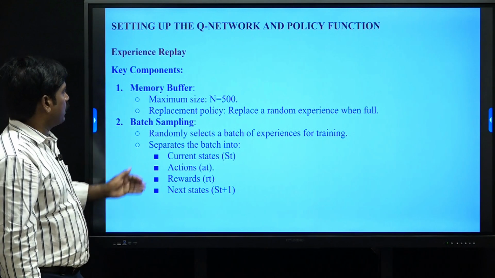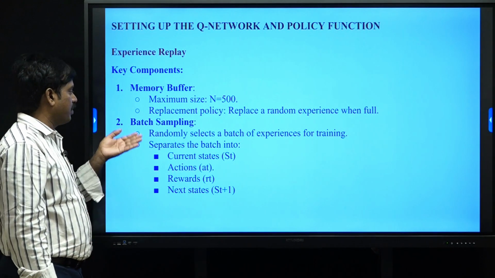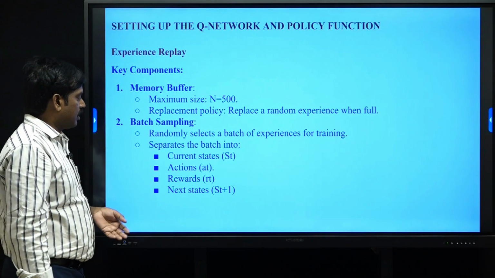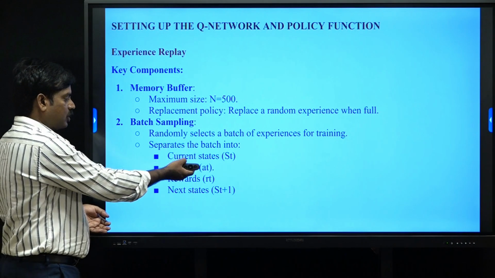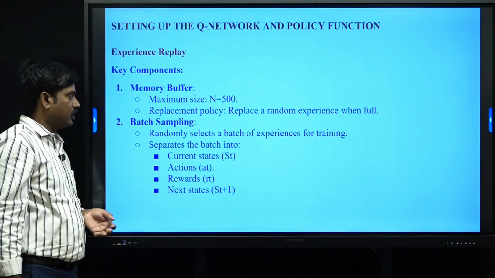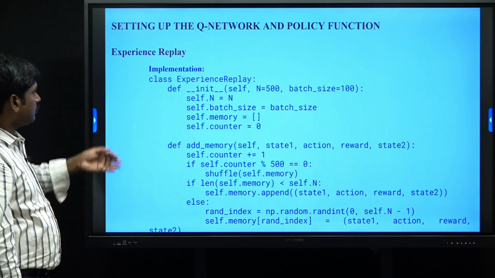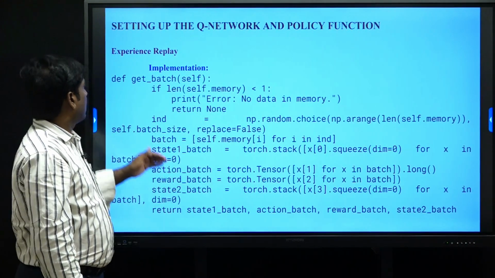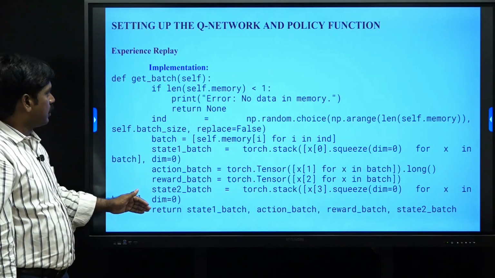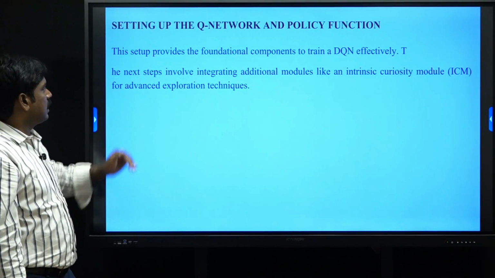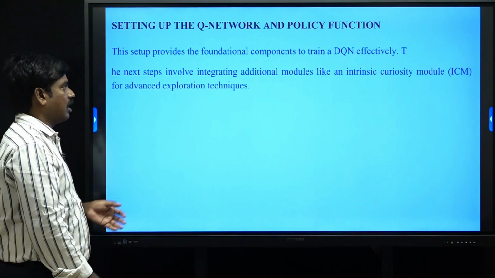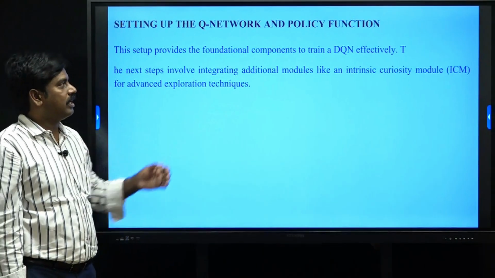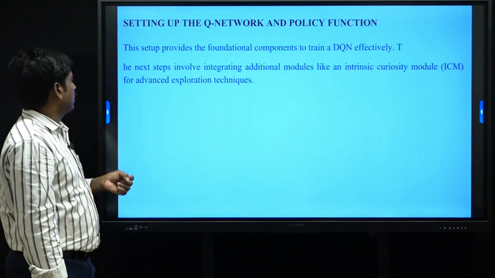This is the code for experience replay, the memory buffer and batch sampling. In batch sampling, we store the current state, action, reward and next states. This is the experience replay implementation. This setup provides a foundational component to train the DQN effectively.